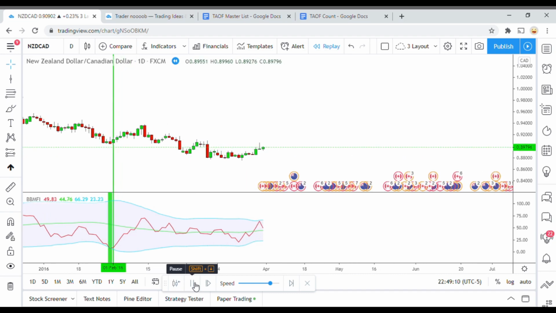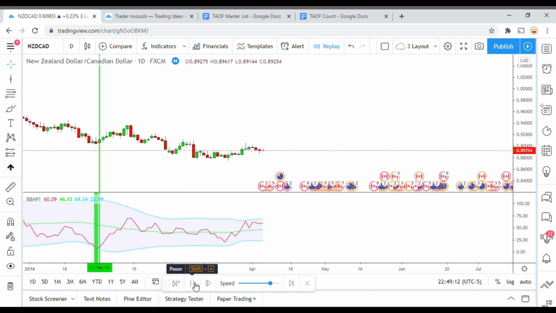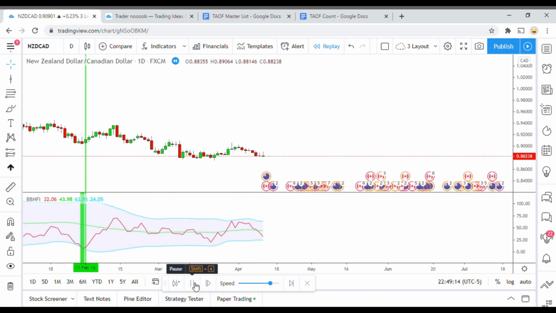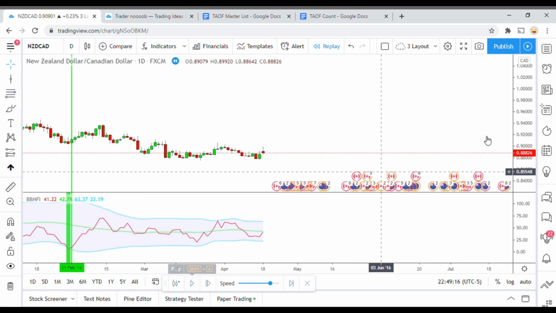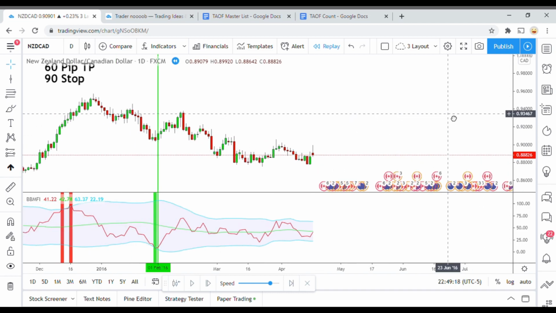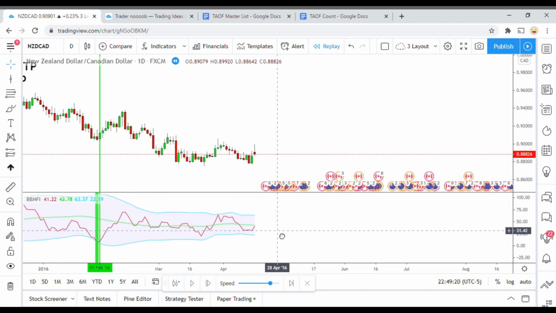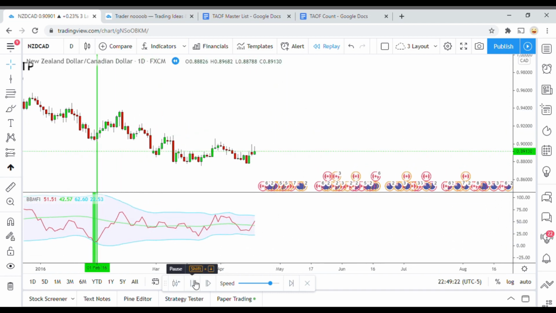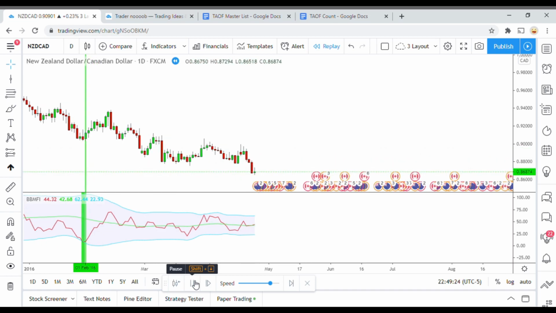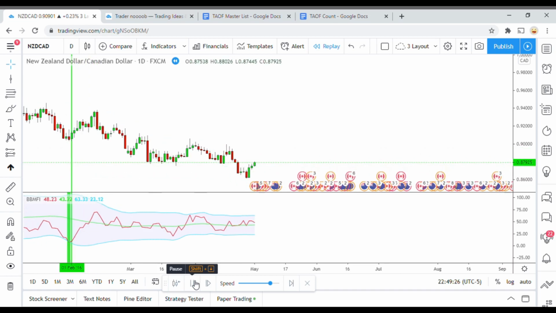And so plugging along here, price action isn't doing a whole lot. It's just kind of running sideways for the most part. Not a whole lot happening. Go ahead and keep playing it out here.